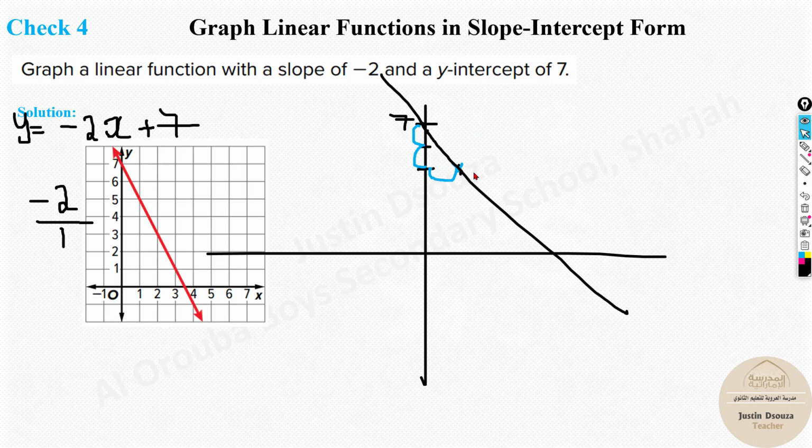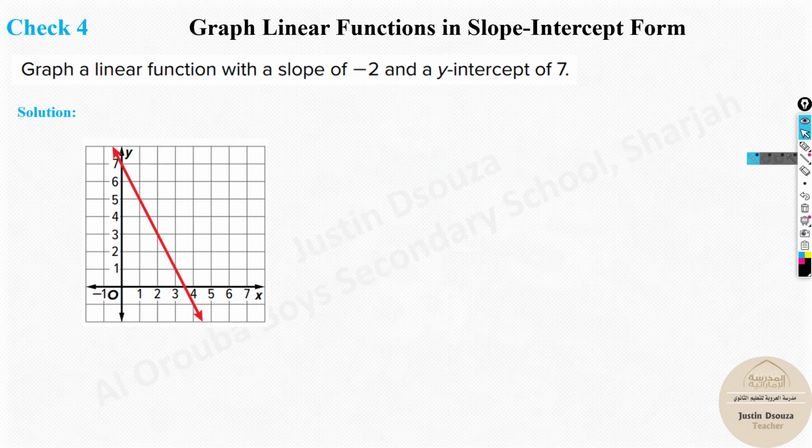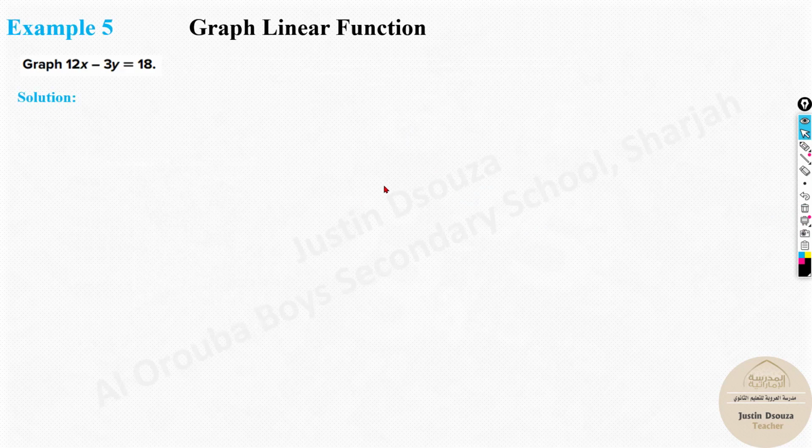Mine is not up to the exact marking or exact measurements, but that is the approximate one. Next, we will see graphing problems again. It's just that these are not in slope-intercept form. First you need to get them in slope-intercept form, and then you need to graph it. So first of all, how would you get it in slope-intercept form?